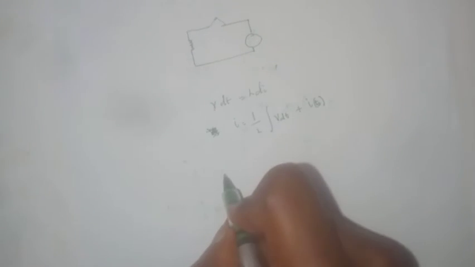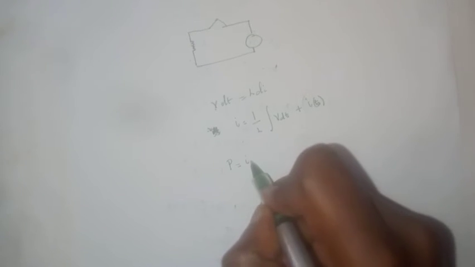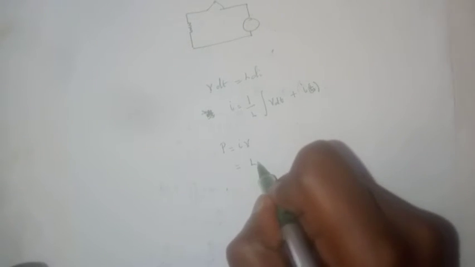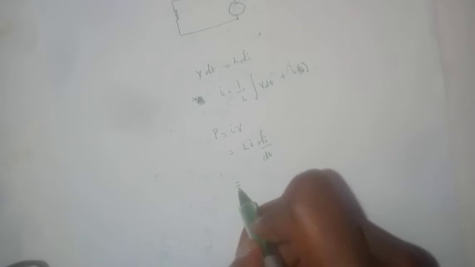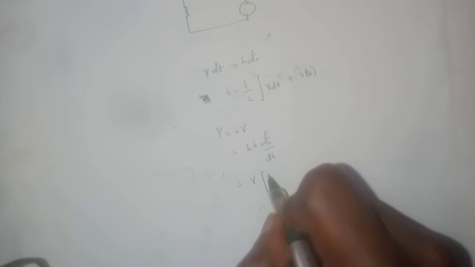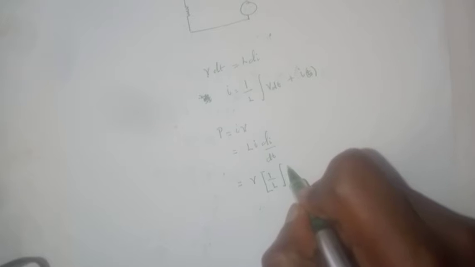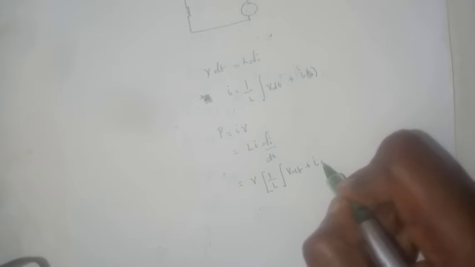The next thing we should know how to do is how to calculate the power dissipated across an inductor. We know that power equals IV, so we can say that power equals L i di/dt, or we could say that power equals V times (1 over L integral V dt plus I naught).